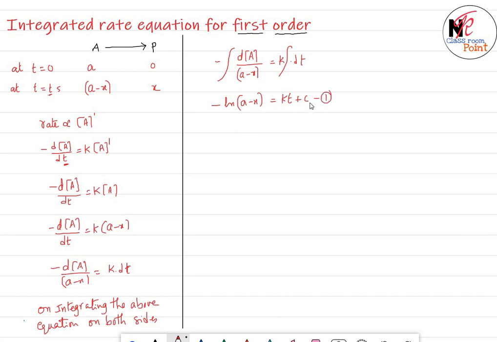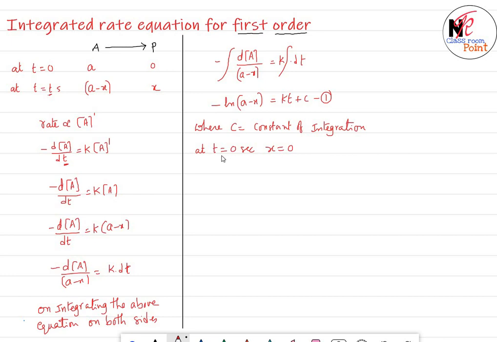Now we don't know the value of c, where c is the integration constant, where c equals to constant of integration. So our duty is to find out the value of c. Now at time t equals to 0 seconds, what must be the value of x? At time t equals to 0 seconds, x value is nothing but 0, because there were no products. So x equals to 0.